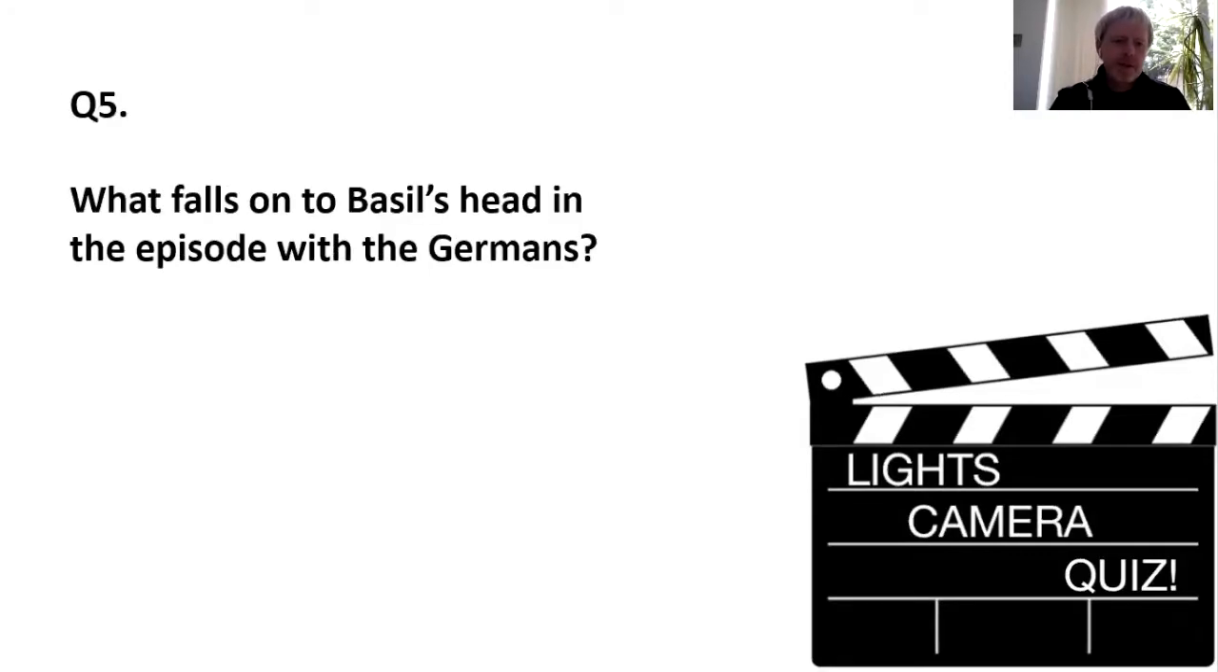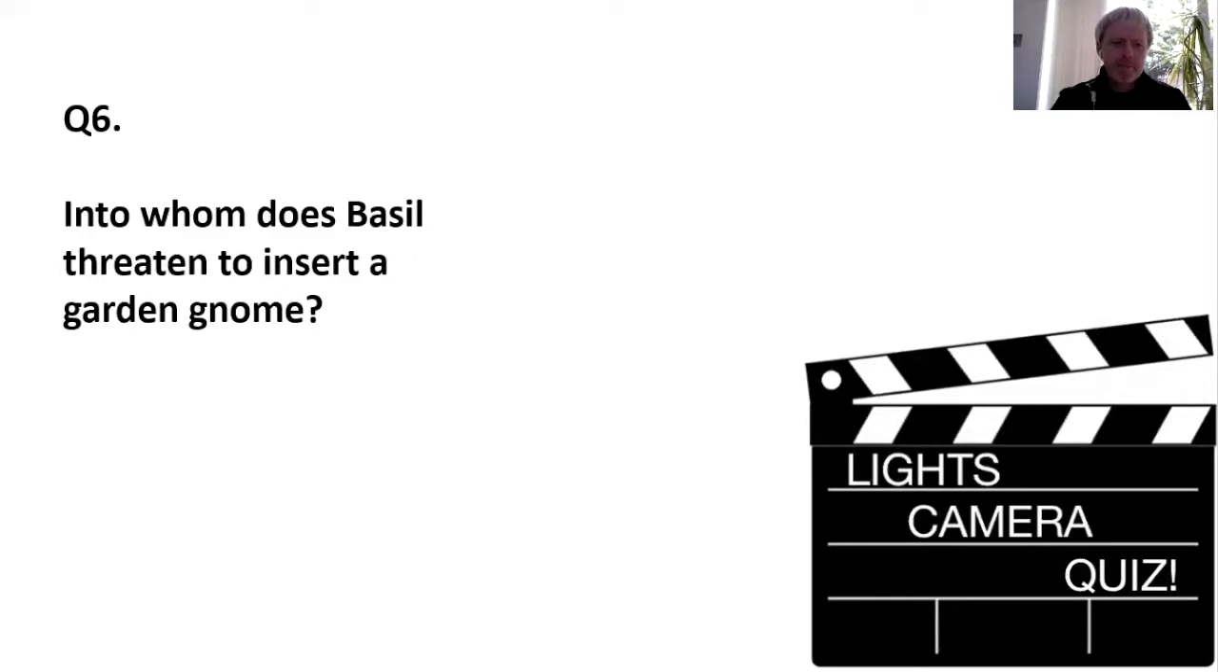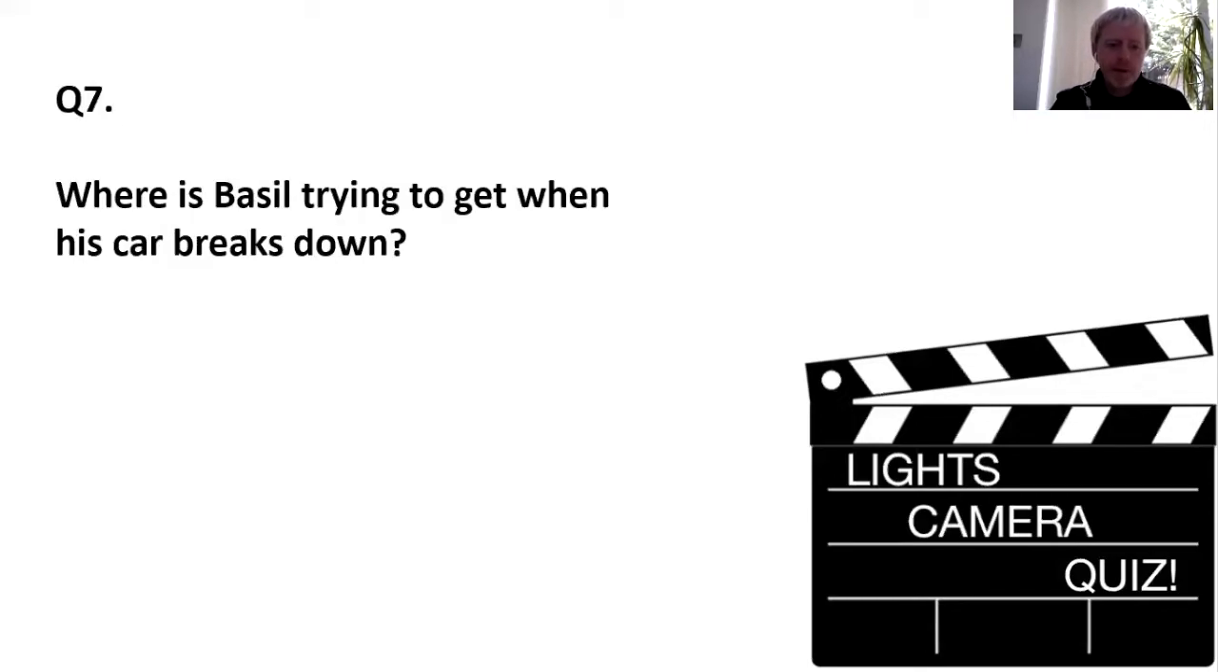Question 5. What falls onto Basil's head in the episode with the Germans? Hospitalizes him as well. And then question 6. Into whom does Basil threaten to insert a garden gnome? Particularly uncomfortable.